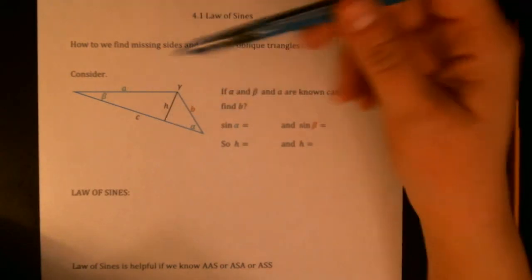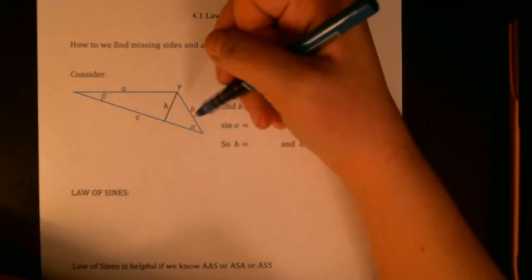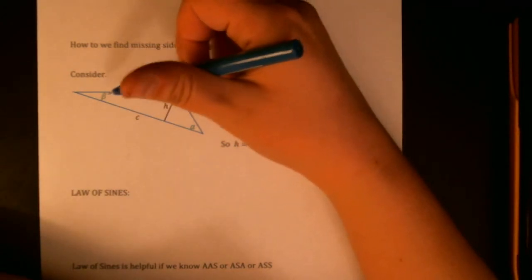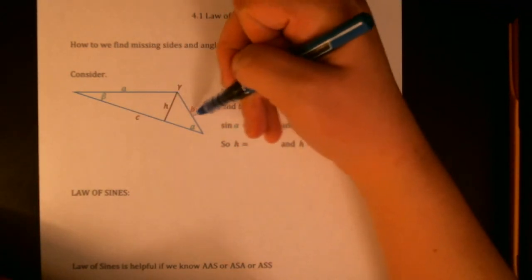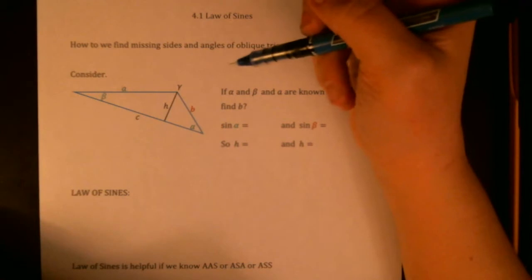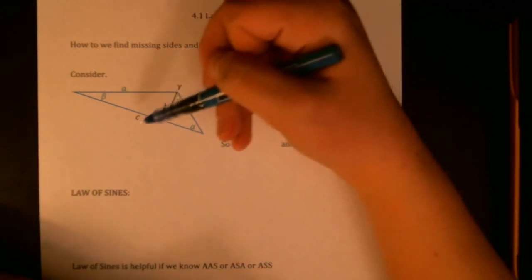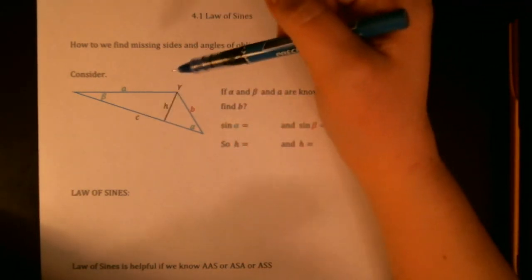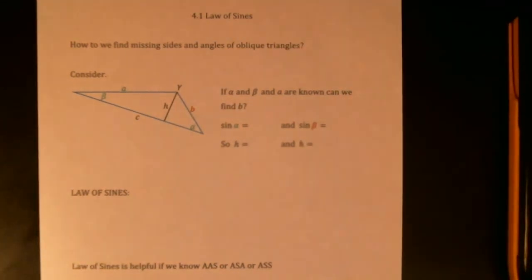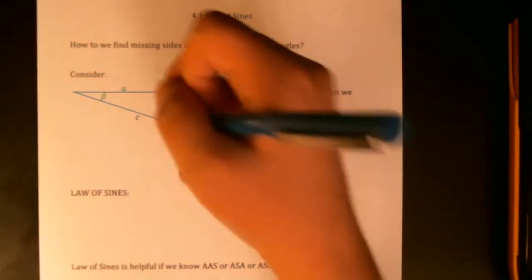So I've done a bunch of labeling. I've labeled in green the angles and the sides that we know, and in red is the side we're looking for. I also have angle gamma and side C that I don't know, and I'm not interested in getting them mixed into this question.